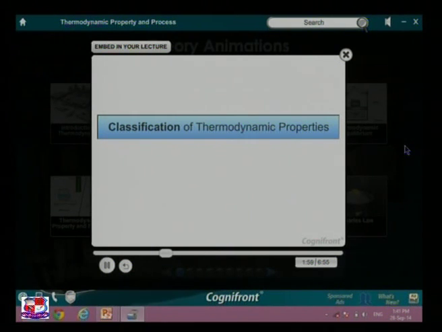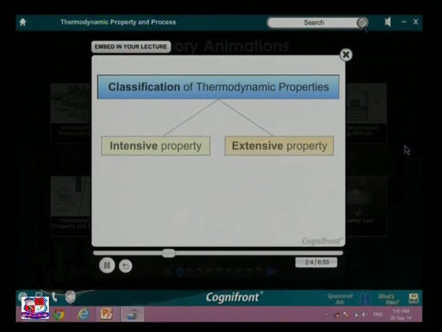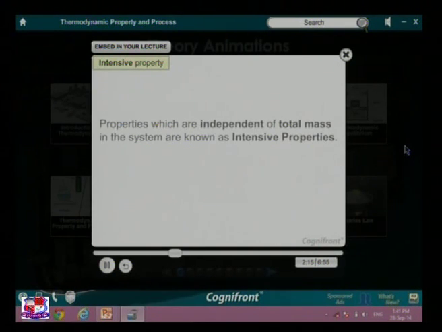Classification of thermodynamic properties. Thermodynamic properties are classified into two types: intensive property and extensive property. Intensive property: properties which are independent of total mass in the system are known as intensive properties. For example, pressure, temperature, density, etc.